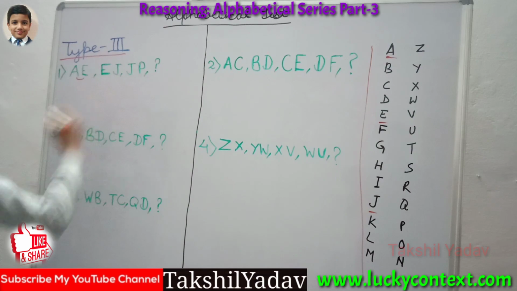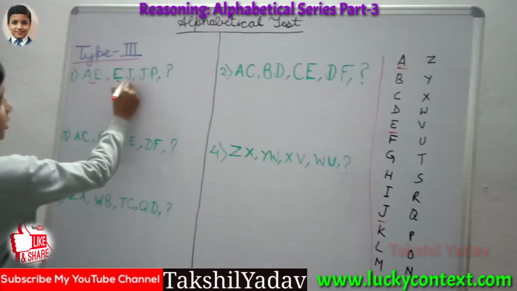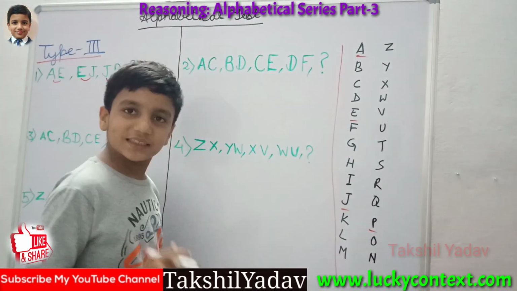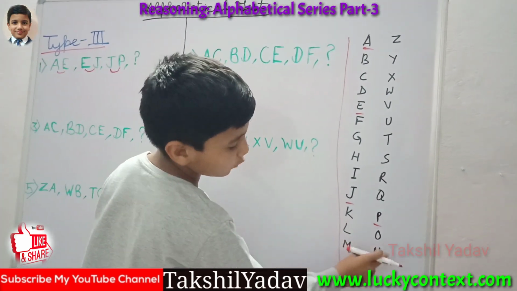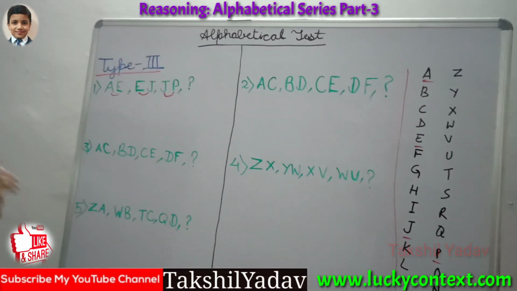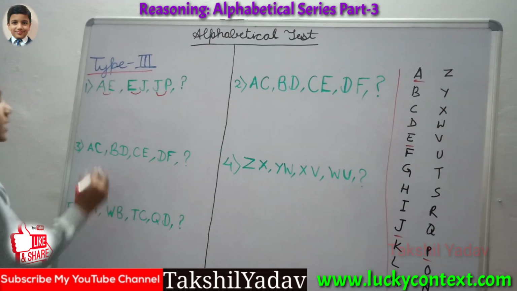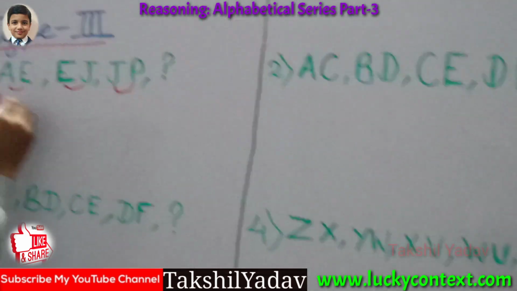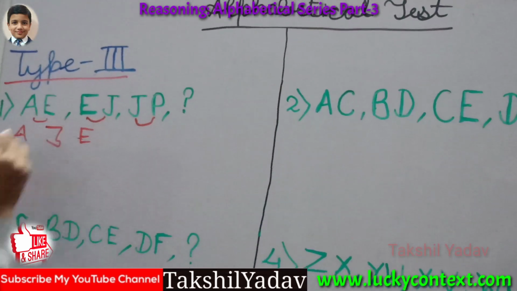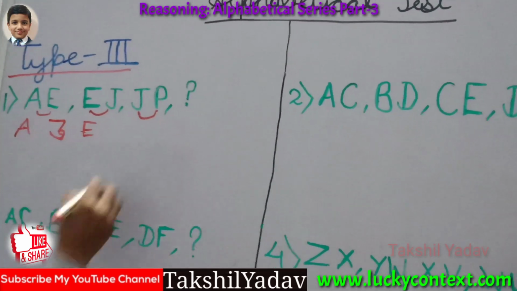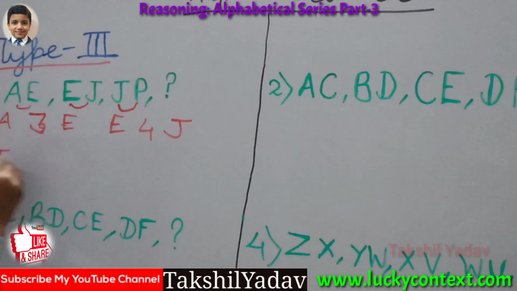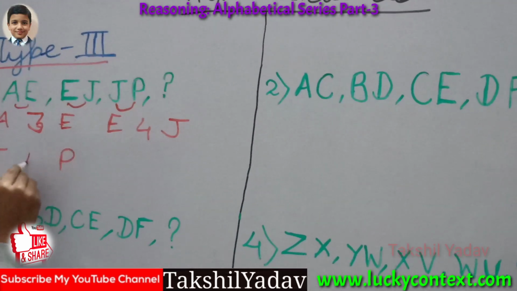Then again J is in the next pair, JP. What is the relation between JP? J is here and P is here. There is a gap of 5 letters: 1, 2, 3, 4, 5, K, L, M, N, O. So, from this, we understand that between A and E there are 3 letters in between them, in E and J there are 4, and in J and P there are 5.